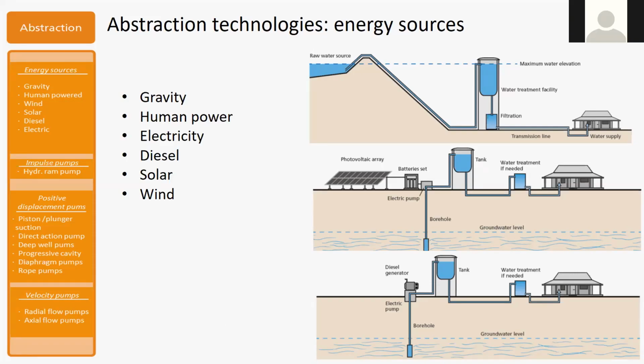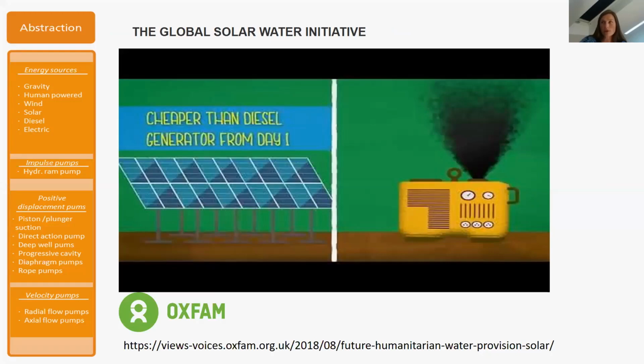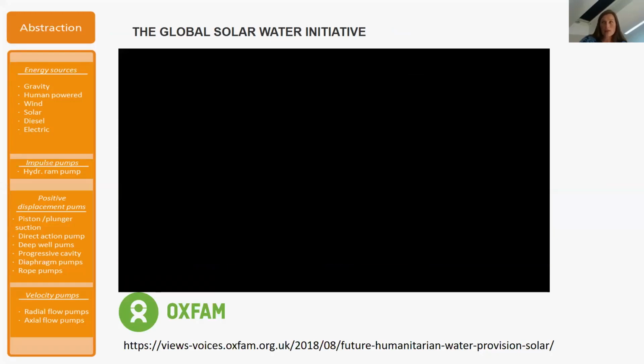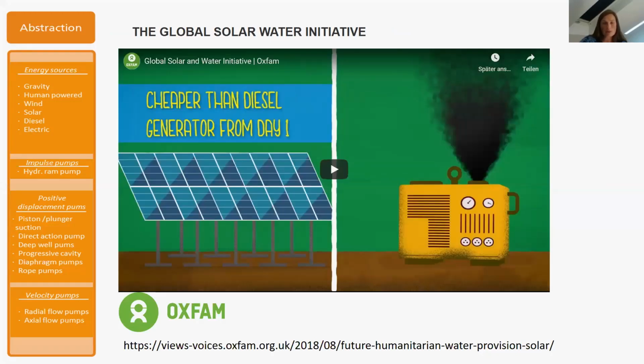I would like now to shortly mention the Global Solar Water Initiative. The Global Solar Water Initiative basically promotes solar water supply or solar water pumping specifically for refugee settings. I would like to show this little advertisement video developed by Oxfam. There is also a link to the Oxfam homepage where there is more information about the Global Solar Water Initiative.